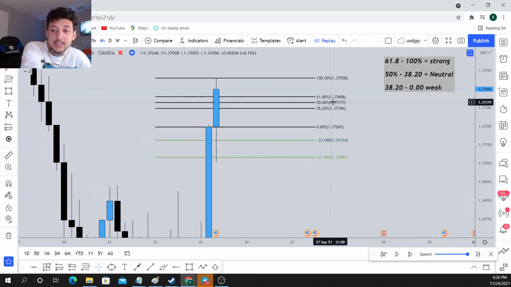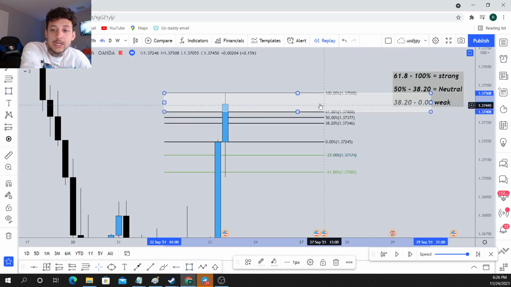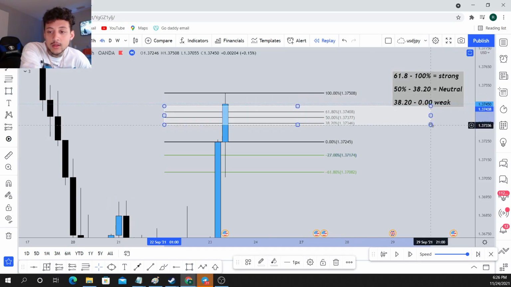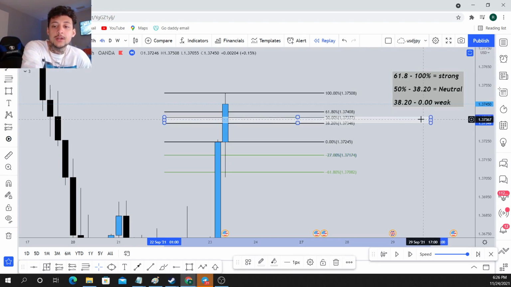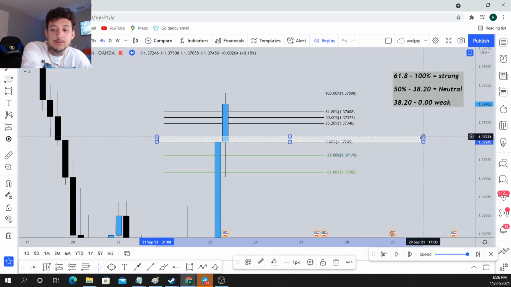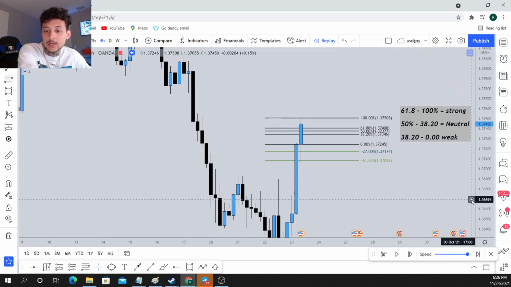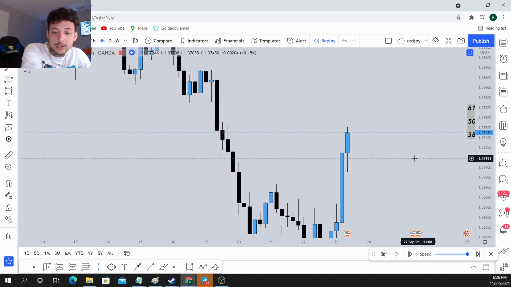Let's section this off. If the candlestick closes anywhere between the 618 and the 100%, it's going to be considered a very strong candle. If it closes in between the 50% and the 38.20, it's going to be considered a pretty neutral candlestick. And if it closes in between the 0 and the 38.20, it's going to be considered a very weak candlestick. So let's continue to take a look at some of these examples.